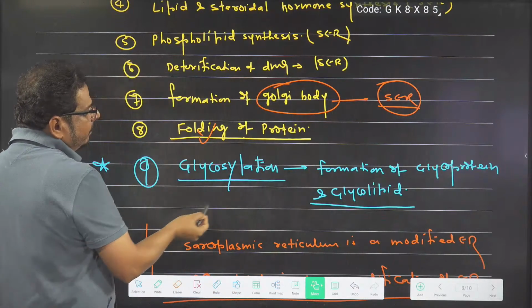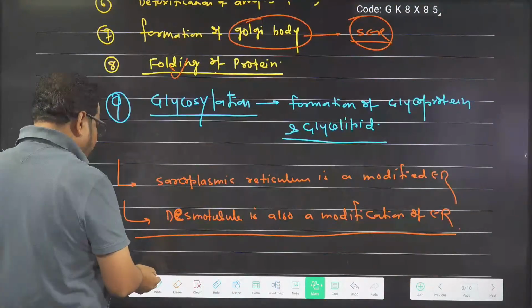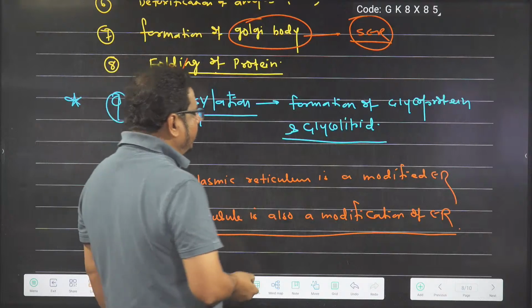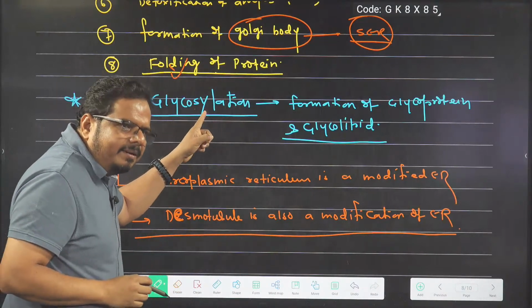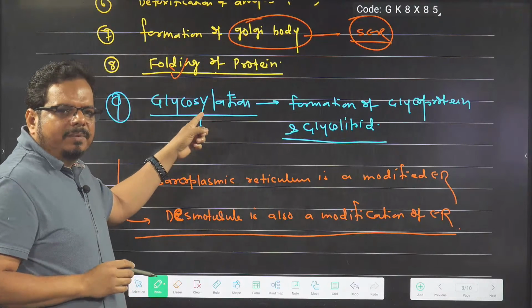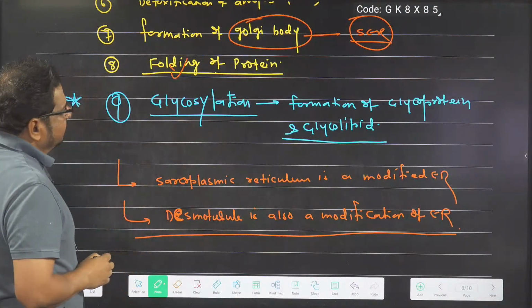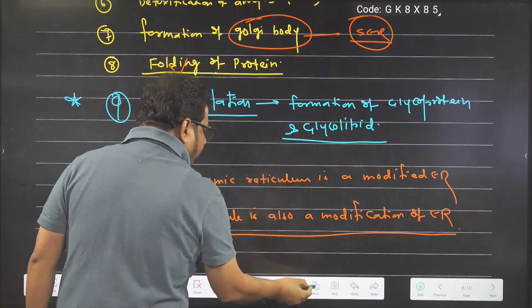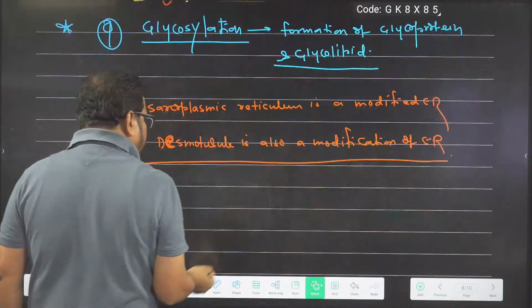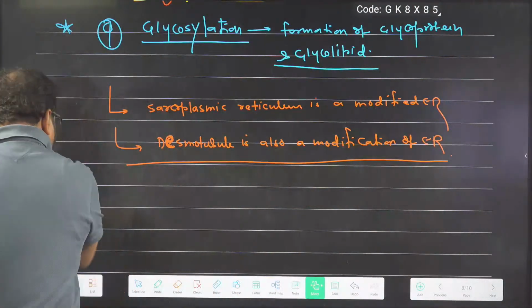Folding of protein, glycosylation, meaning formation of glycoprotein and glycolipid, is mainly done by Golgi body, but ER also performs it. Got the idea? And I told you sarcoplasmic reticulum is a modified ER, and later on I wrote desmosome tubule is also a modified ER. Now I am sharing a QR code.